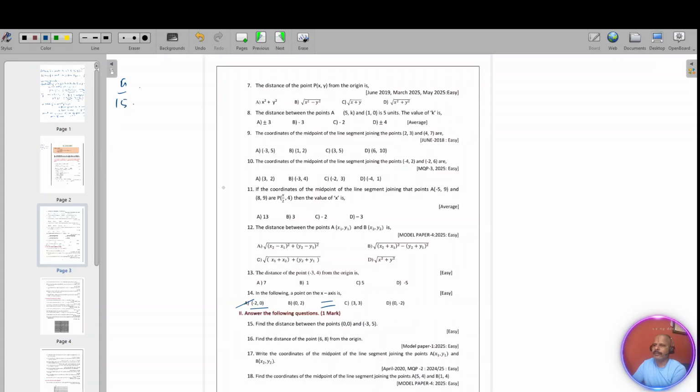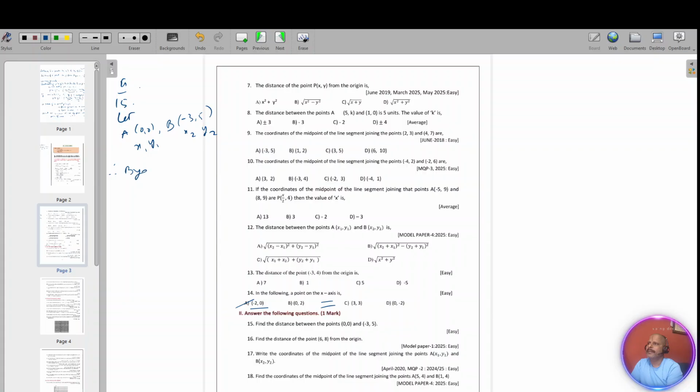Question 15: find the distance between the points. When you see this, you have to apply the distance formula. Don't assume that one of the points is the origin and apply the origin distance formula, square root of x square plus y square. No, don't assume it. Since 2 points are given, you apply the distance formula. So let A be (0, 0) and B be (-3, 5). This is x1, y1 and this is x2, y2.